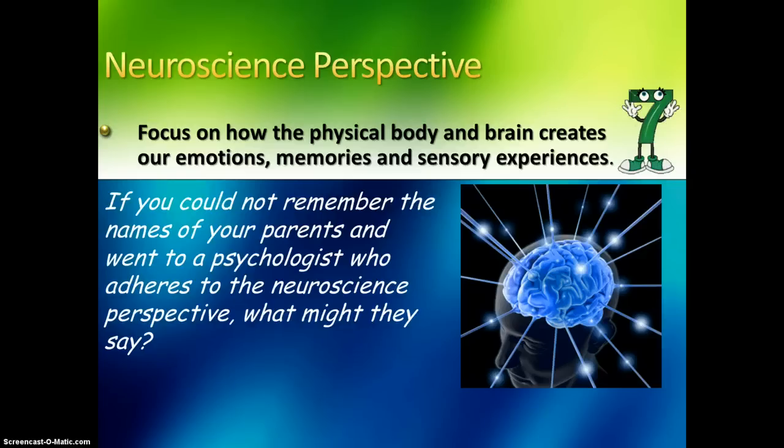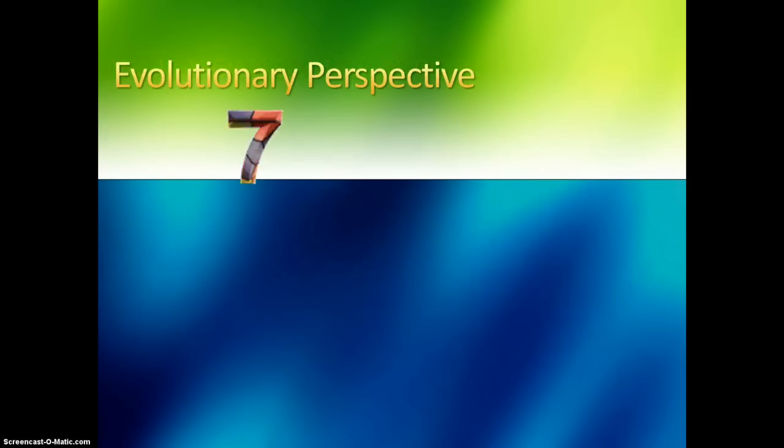So, for example, if you couldn't remember the names of your parents and you went to a psychologist who adheres to the neuroscience perspective, what might they say? Now, you're not writing that, by the way. We're trying to think about this. What might they say? Well, they're focusing on the physical body. They're going to say that something's wrong. There's some sort of physical issue with your brain that's causing that to happen, the amnesia.